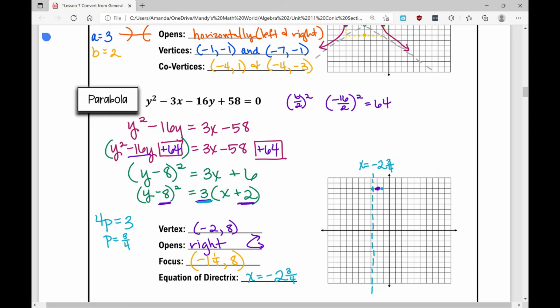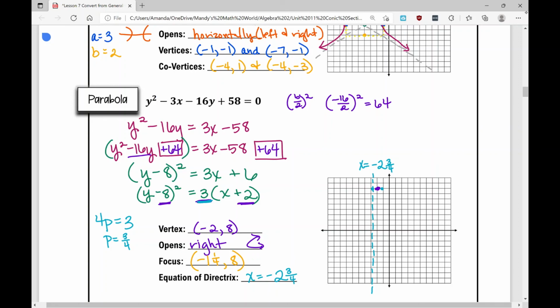I know this is kind of a tricky one because your p-value is a fraction, but at least it's 3/4 and not something like 7/13. So anyways, now let's find some more points, okay? So we can continue to graph this parabola right here.